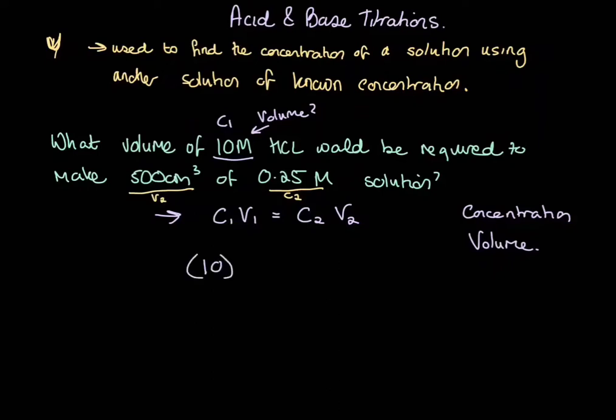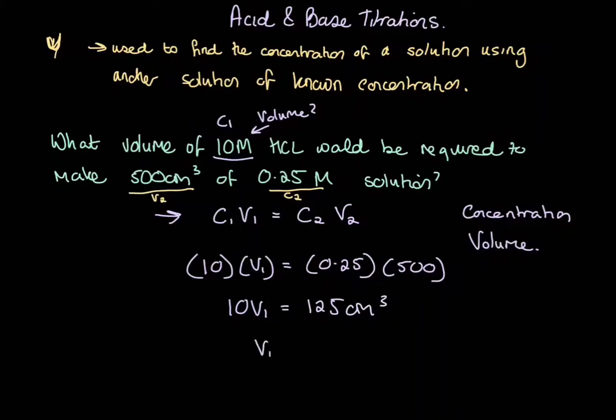C1 is the 10 molar. I don't know how much of that 10 molar I need to take out of the bottle to make up the new solution, but the new solution, I want it to be 0.25 molar and I want to have 500 centimeters cubed of it. Okay, so that's going to end up with 10 V1 equals 125 centimeters cubed over here. Take that 10 across the line and you'll end up with the volume to be 12.5 centimeters cubed.